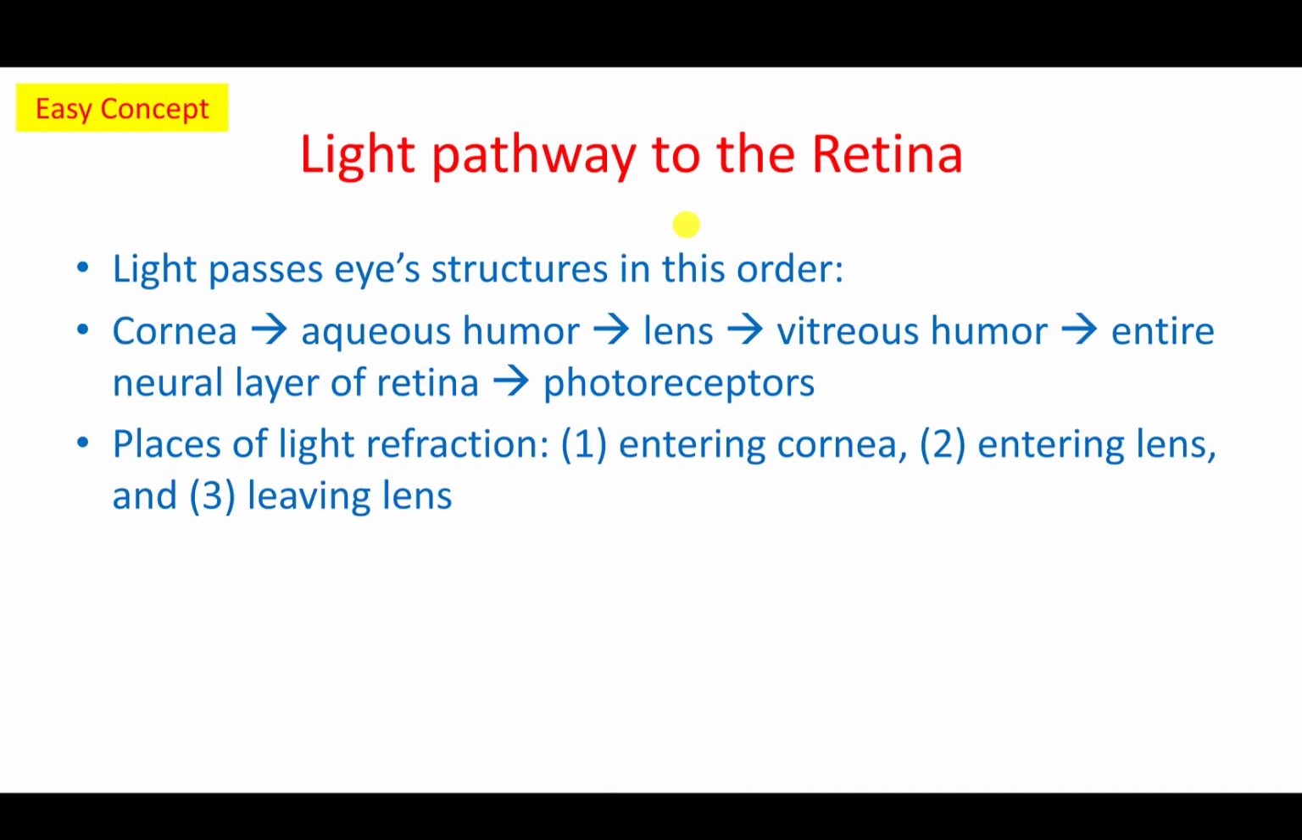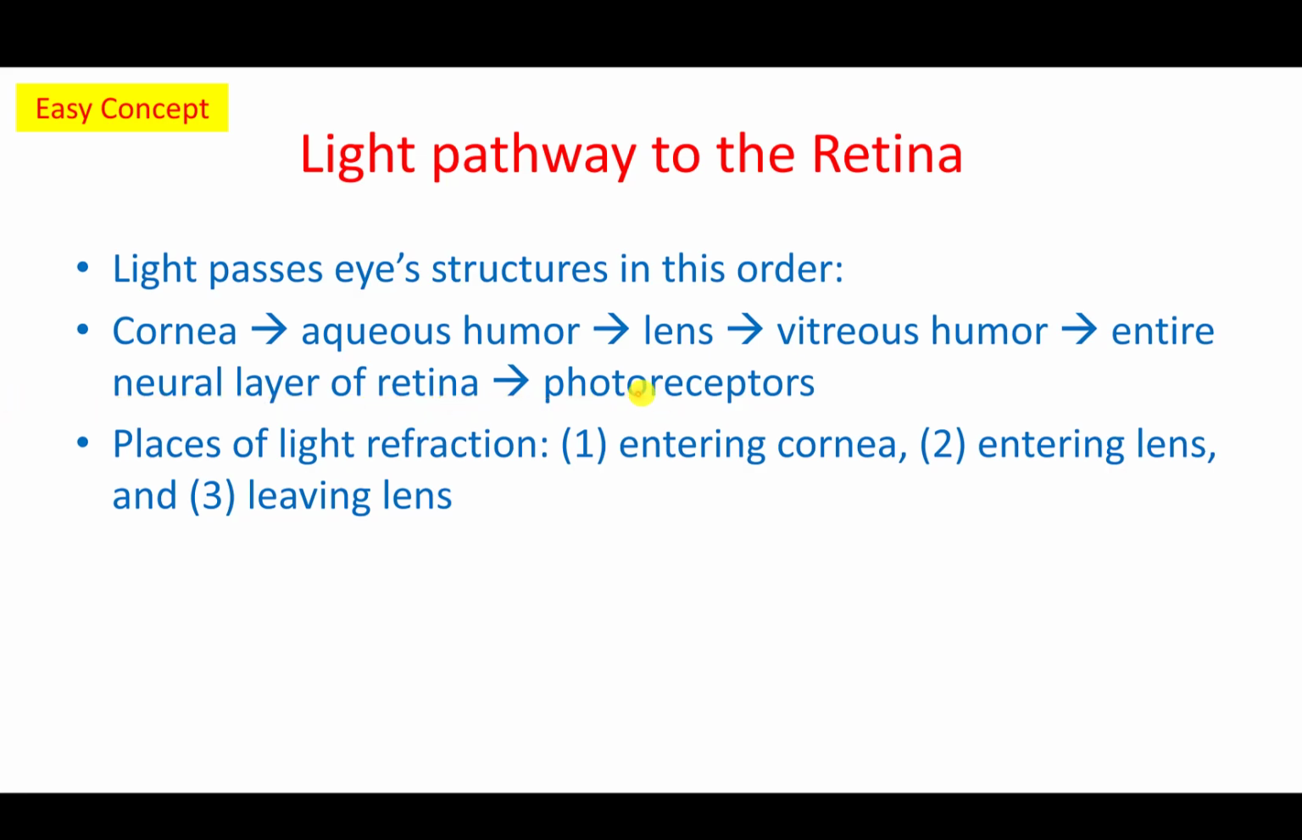Let's talk in this video about the physiology of the vision. And the first thing we will talk about, or actually just to remind you about, was the light pathway and the signal pathway through the eye. So we said the light passes through the cornea, aqueous humor of the anterior segment, lens, vitreous humor, then the entire layer of the retina to the photoreceptors.